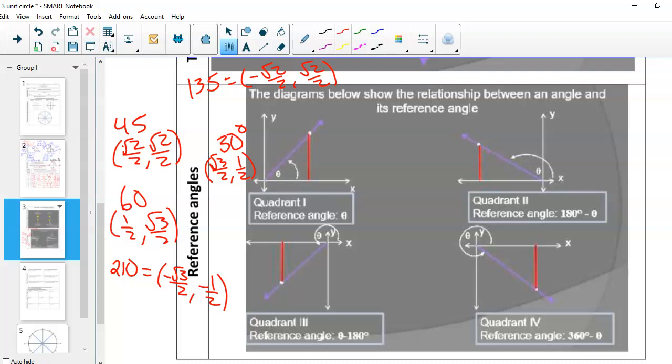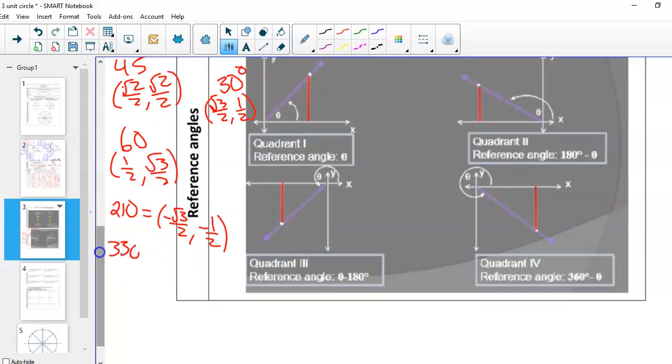Pick an angle in the fourth quadrant. 11 pi over 6, so that's 330. 360 minus 330 is 30 degrees. We know this is 30 degrees. What's positive in the fourth? Cosine. So that means only cosine would be positive there. So it would be positive root 3 over 2, negative 1/2.